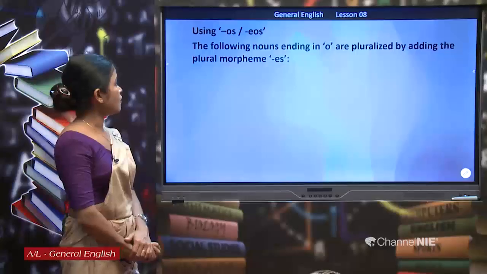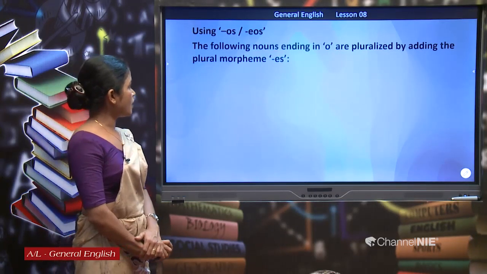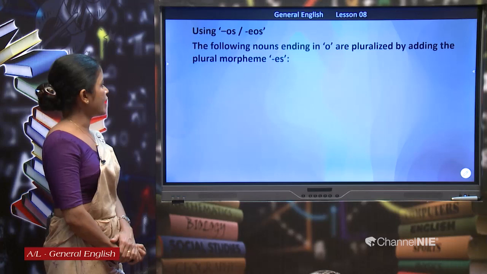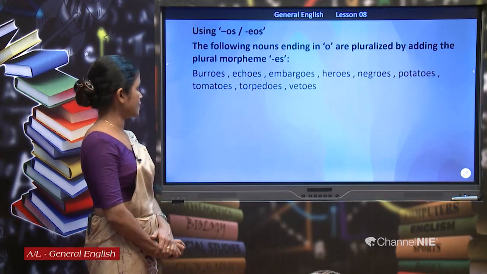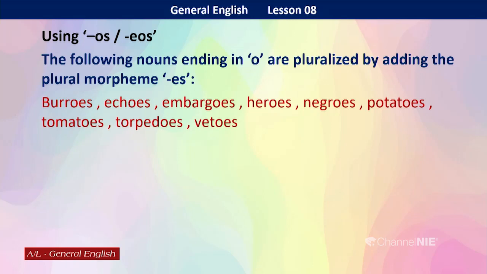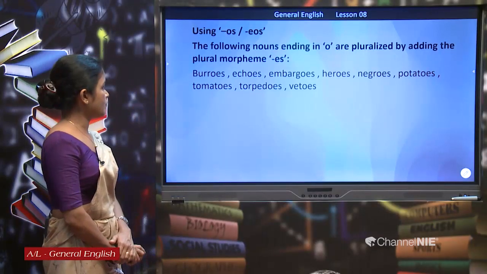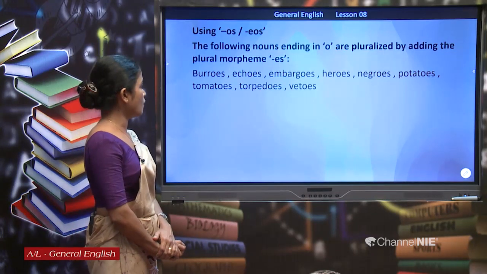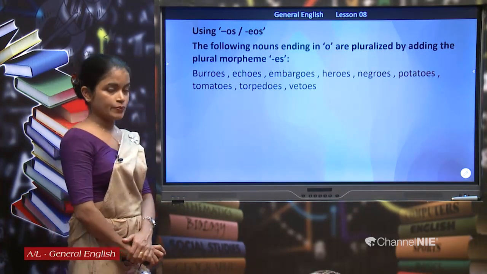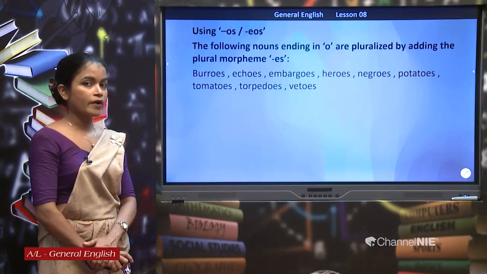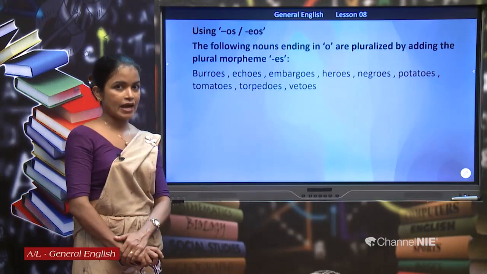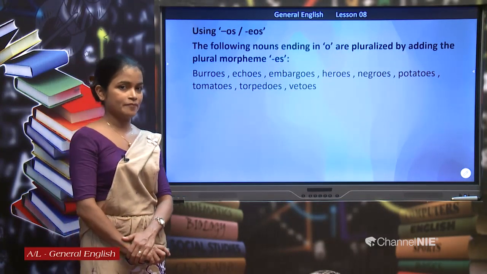And we can use os or eos. The following nouns ending in o are pluralized by adding the plural morpheme es, like burrow, burrows, echoes, embargoes, heroes, negroes, potatoes, tomatoes, torpedoes, and vetoes. So, all these nouns end with the letter o. In such situations, we have to add os or eos at the end to make the plural of them.